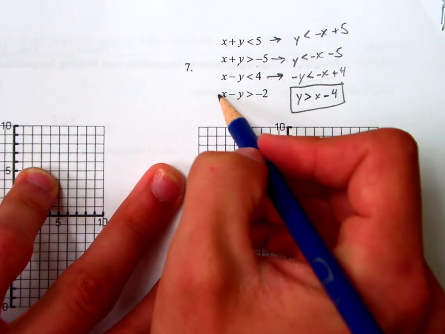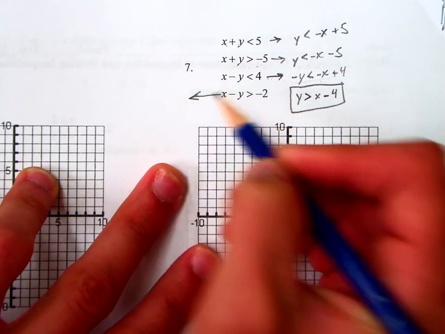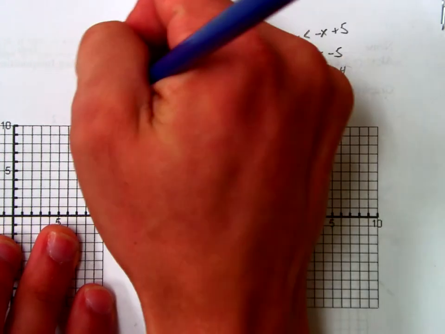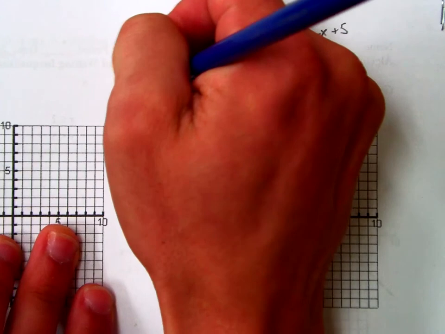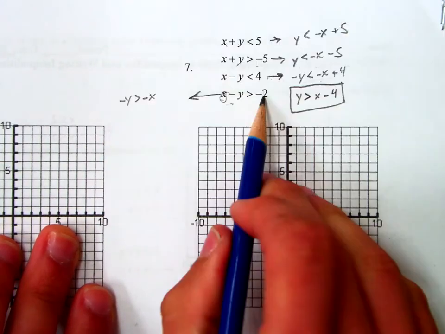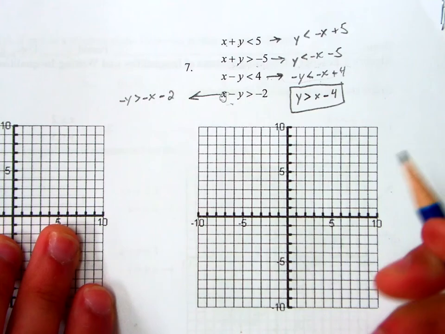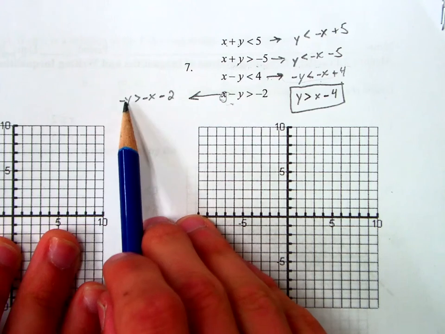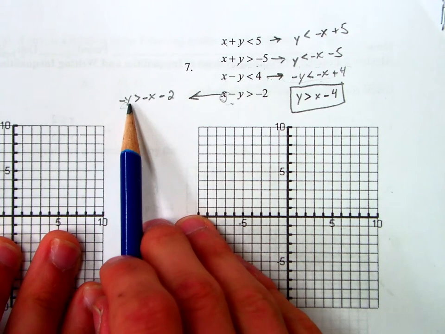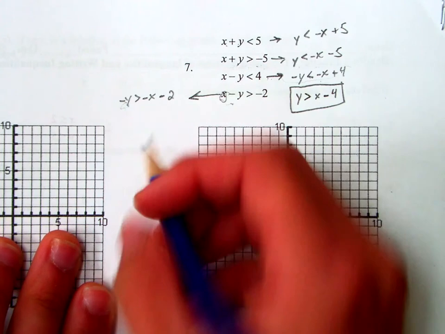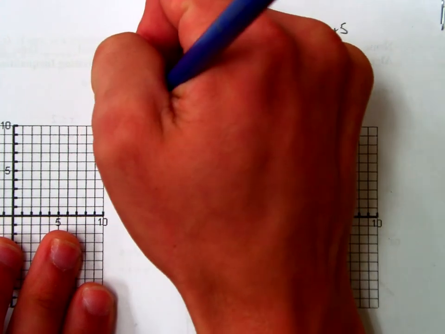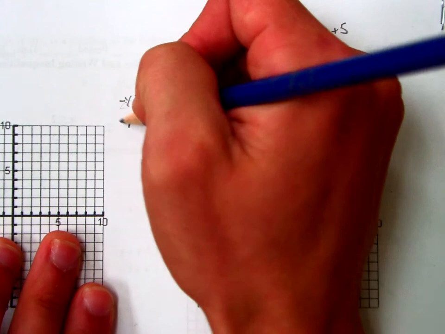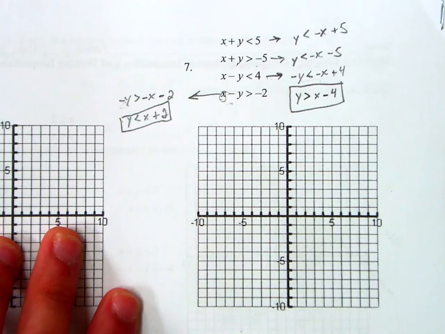So there's that inequality. Now I'm going to go ahead and solve this one too. So again, I'm moving the x to the other side. It's going to become negative. So I'm going to have negative y is greater than negative x minus 2. Next, I have got to divide or multiply by negative 1 to get rid of that negative. Again, the sign is going to change. So y is less than x plus 2. So there's my last inequality.